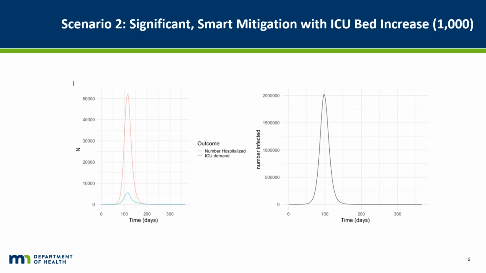Again, here are outputs from the model showing the number of hospitalizations and ICU demand, as well as the number of infections over time. The primary difference between these figures under scenario 2 versus scenario 1 is that they're shifted in time. So we're delaying this peak infection and peak hospital demand.